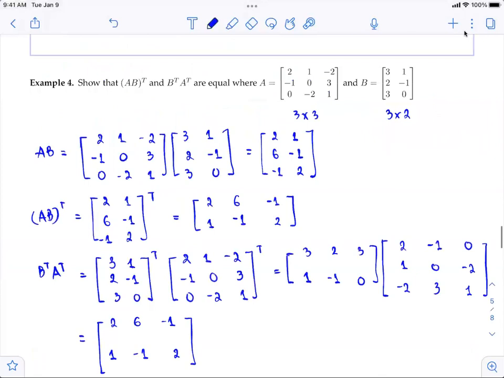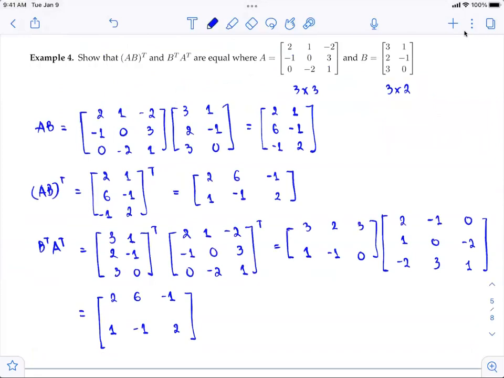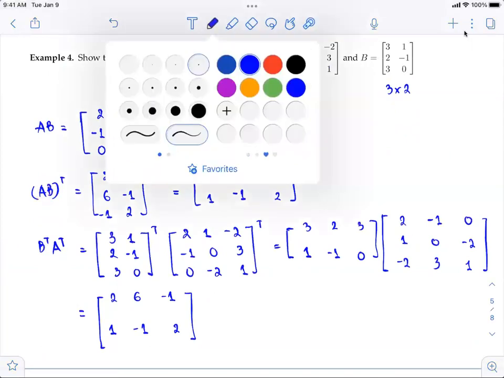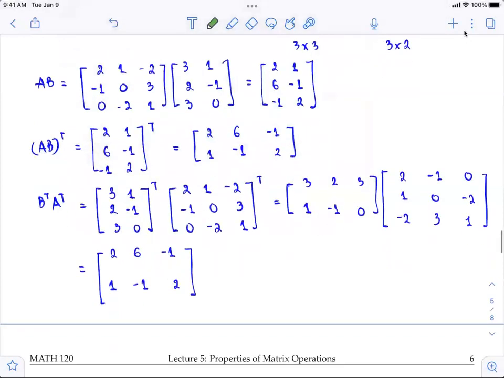So through this example, through these calculations, we just showed that (AB) transpose is equal to B transpose times A transpose, right? So this shows that (AB) transpose is equal to B transpose times A transpose.